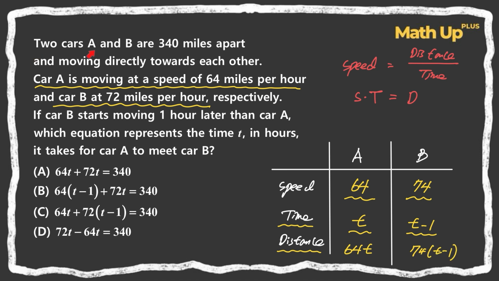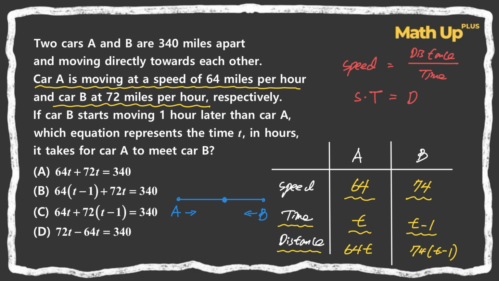Alright, two cars A and B are 340 miles apart and they were moving directly toward each other. So when car A and car B met, they had traveled a total of 340 miles. Let's say this line segment is 340 miles and car A is right here, car B is here, car A is traveling this way, car B is traveling this way, and they meet at some point here.